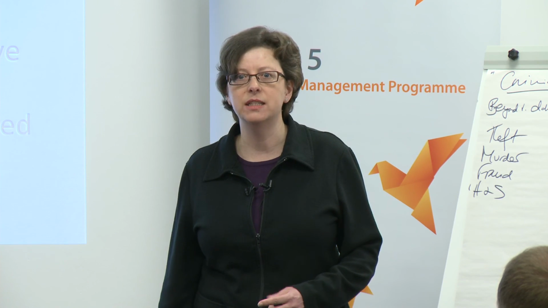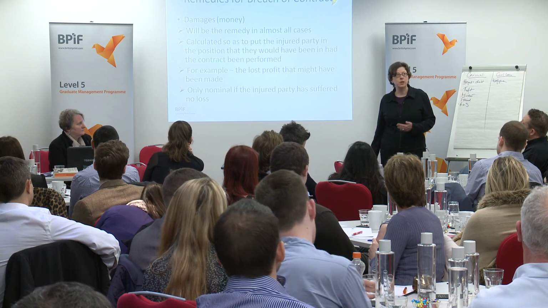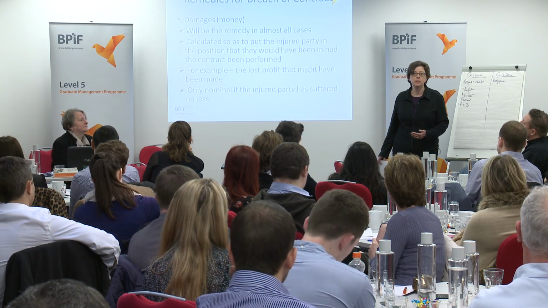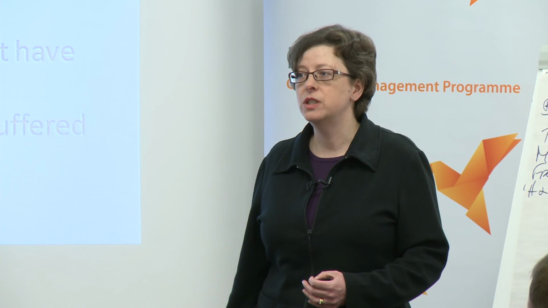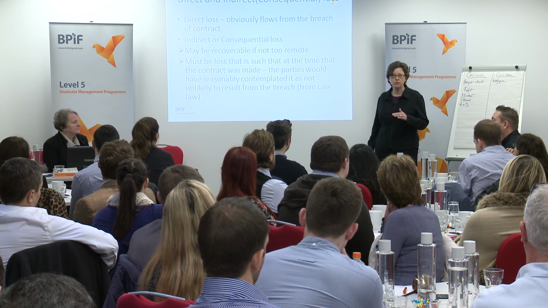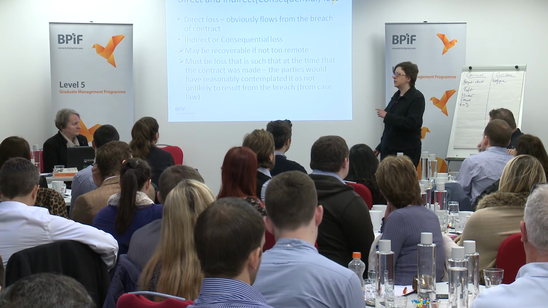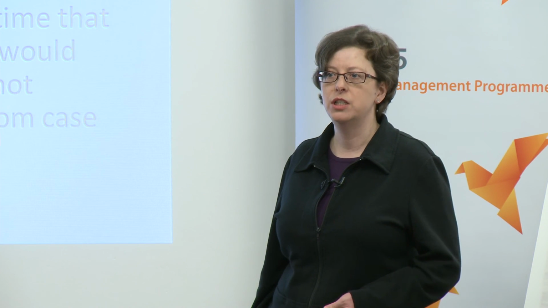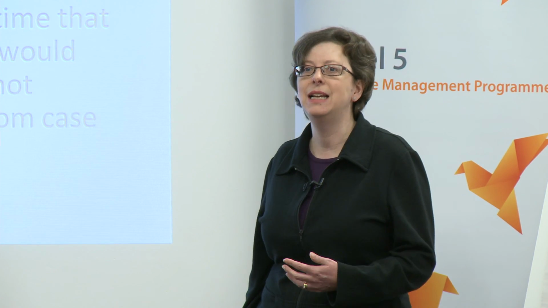For every 100 cases, only one of them will go to court. A commercial view is likely to be the more sensible one. The other thing to consider, of course, is: is this the loss of a type that I'm insured for? So the best thing to do is, if you want to exclude direct losses, negotiate it, show you've negotiated it, and record that you've negotiated it. So the other party clearly agreed to it.